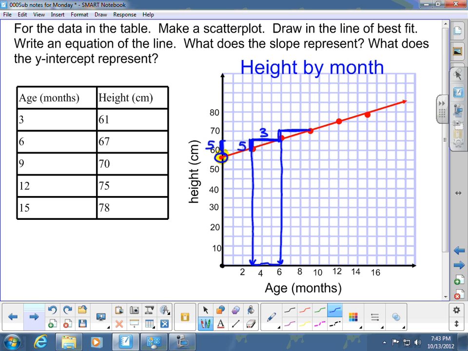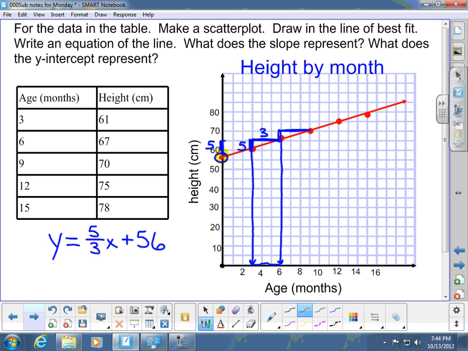The beginning point for me is a little bit above 55, so I would say the equation of this line could be y equals 5 over 3x plus 56. Now on the test, everyone's line of best fit that you draw in will be a little bit different, so everyone's slope will be a little bit different, and everyone's y-intercept will be a little bit different. But the equation you write should match the picture that you draw.